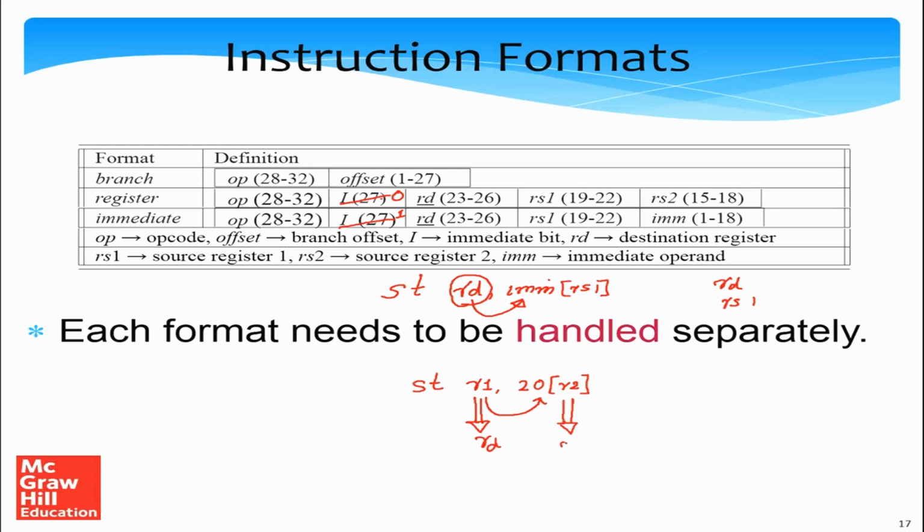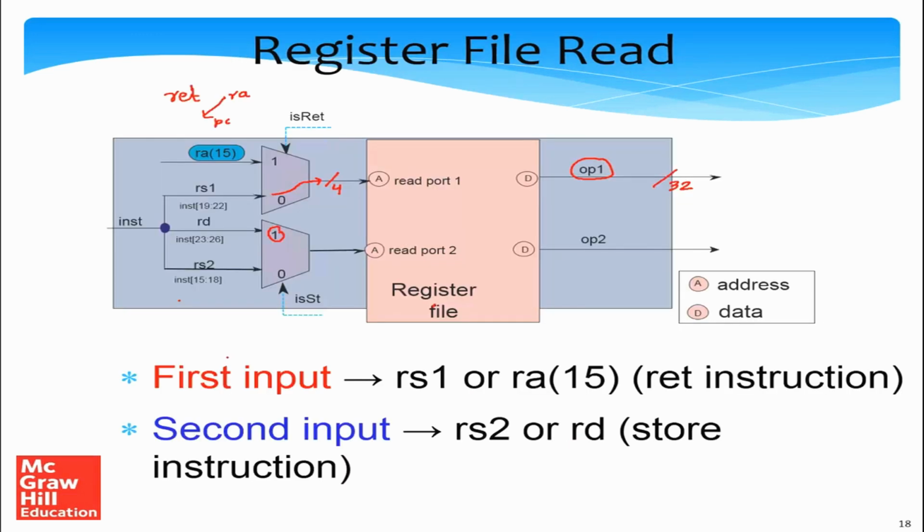So basically the sources in the store instruction are RD, which is bits 23 to 26, and RS1, which is bits 19 to 22. That's the reason the store instruction will use the RD field, bits 23 to 26, as the input for the register file's read port 2. If it's not a store instruction, then the input will be the second source register, which is RS2.